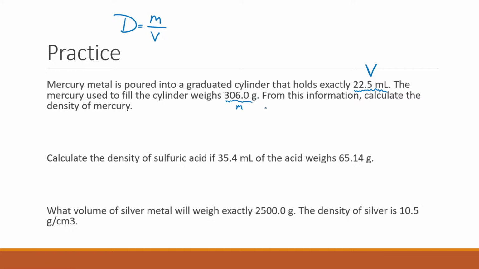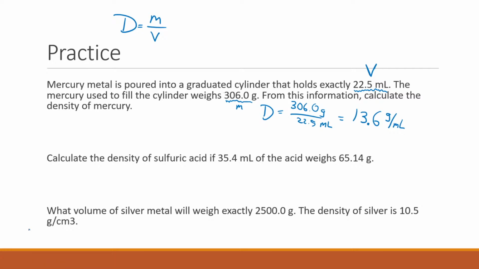And so for our density, we would take 306.0 over 22.5, which is going to give us a value of 13.6. And now again, remember our units aren't canceling out, so we're going to get grams per milliliter as our density.